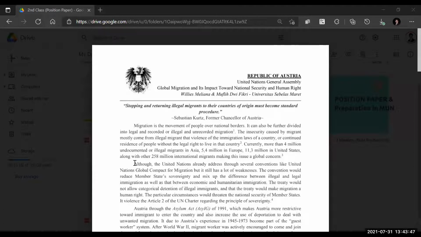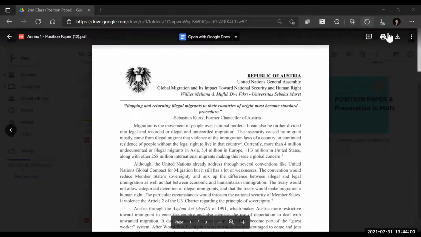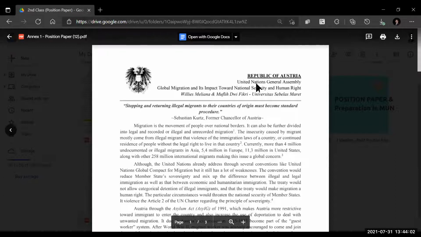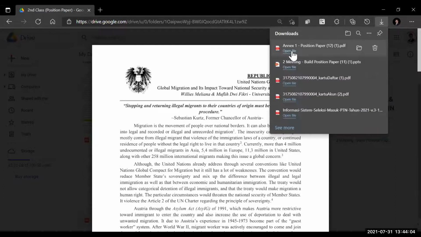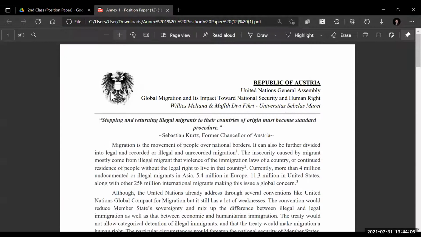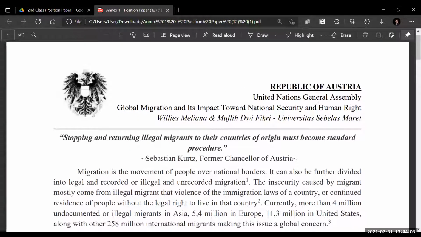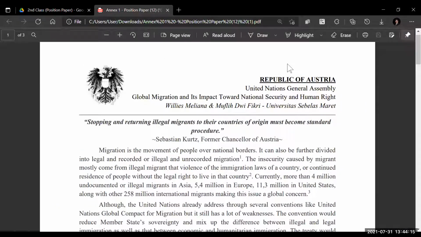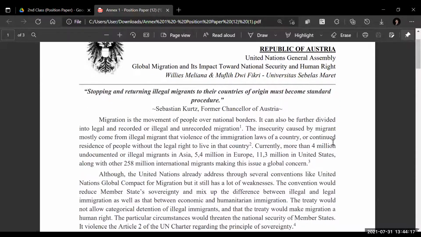This is an example of position paper that is made in the Council of UN General Assembly and also made by the Republic of Austria. The topic of the conference at the time was global migration. Okay, global migration and its impact towards national security and also towards human rights. This is made by two delegates named Willis and also Mufley.